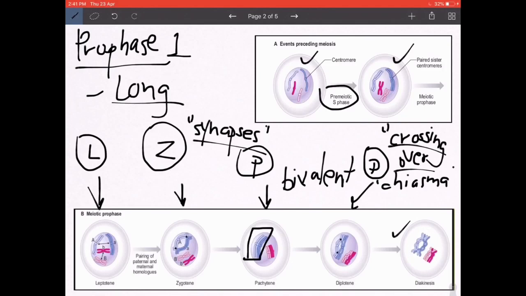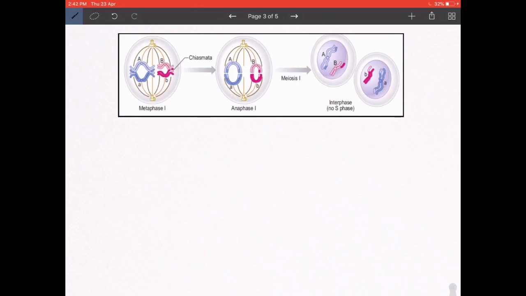You'll see how in oogenesis the primary oocyte is arrested here until puberty is reached. Right, let's move on to the next steps, which are again the same as mitosis, but here are a couple of differences. Firstly, in metaphase 1, yes, the homologous chromosomes as pairs do arrange themselves along the equator, but the splitting does not happen along the centromere.